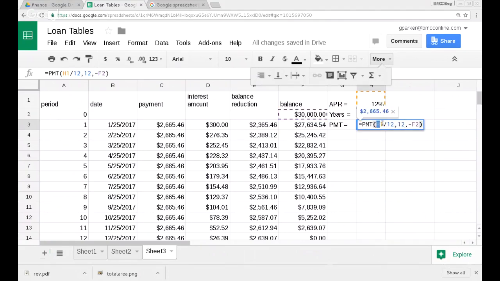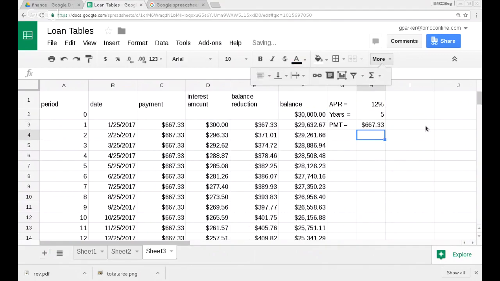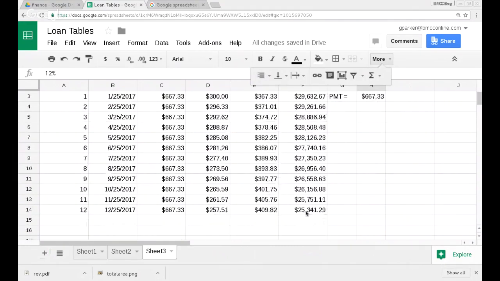So the first field is the periodic interest rate. That's the APR divided by 12. The number of payments is always the number of years times 12. So I'm just going to put in here 12 times my 5 years. And then it's saying, here's the balance. We have to consider that a negative because it's a debt for us. Hit enter. That means for a $30,000 vehicle at 12% interest per year for 5 years, your monthly payment is $667. If you can't afford that, then buy a cheaper car, stretch it over more years, or try and get your interest rate lowered.